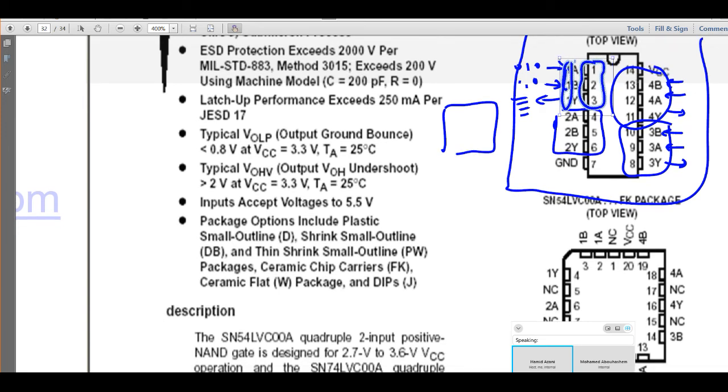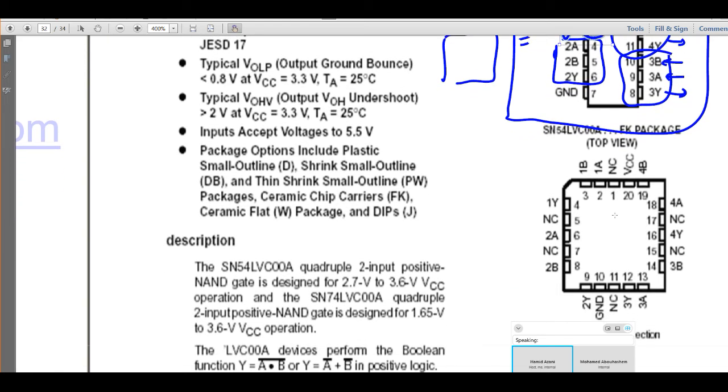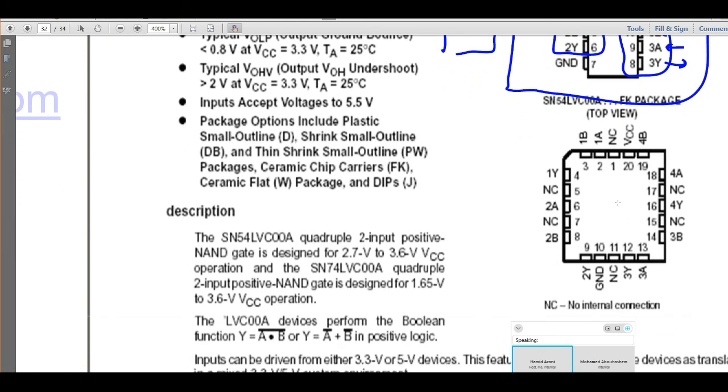Usually we deal with this type of chip, not this one here. This one is for advanced applications, where we use them on a PCB board.